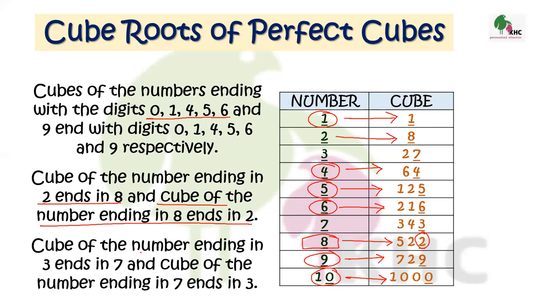Similarly, cube of the numbers ending in 3 ends in 7, and cube of the number ending in 7 ends in 3. So even like 2 and 8, 3 and 7 also exchange their units digit. So these are the three properties that you see regarding the units digit of a number and its respective cube value.